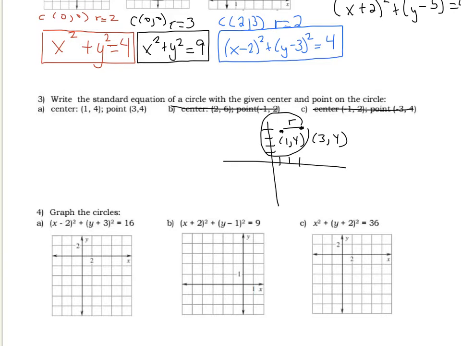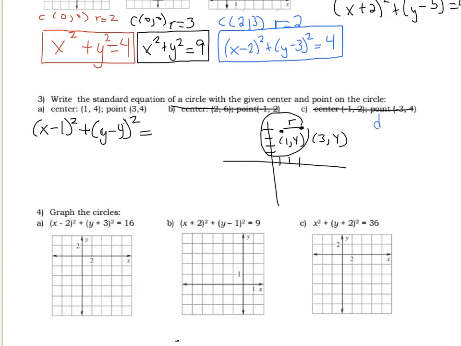So I know the center. So if I start writing my equation, I know it's x minus 1 squared. And I know it's y minus 4 squared. I just don't know what the radius is. So to find the radius, we will have to use our distance formula to find the distance between these 2 points.